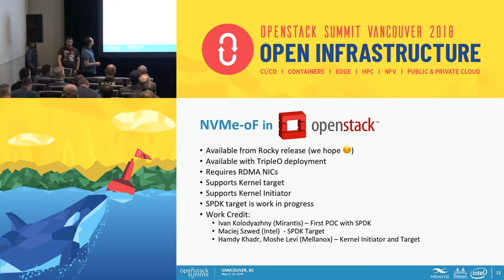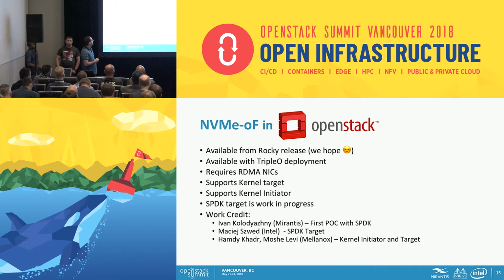So, NVMe-over-Fabrics in OpenStack. This will be available in the Rocky release. I wrote here "we hope" because most of the patches are in. The os-brick patch and the Cinder patches already got merged. We're still waiting for the Nova guys to merge the last one. We also already pushed the TripleO changes to allow a simple deployment with TripleO with NVMe, and all those patches got merged. For those who don't know what TripleO is, it's just a way to do an OpenStack deployment.